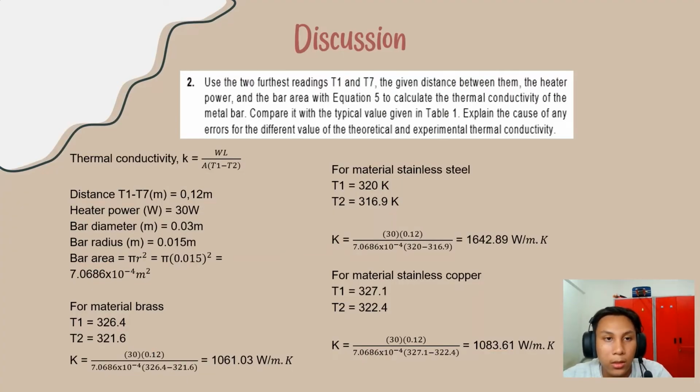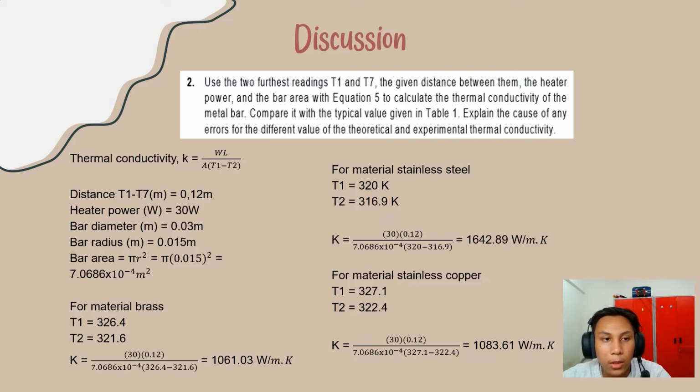Okay, question 2 for this discussion is: use the two furthest readings, T1 and T7, the given distance between them, the heater power and the bar area with equation 5 to calculate the thermal conductivity of the metal bar. Compare it with the typical value given in table 1. Explain the cause of any errors of the different value of the theoretical and experimental thermal conductivity.